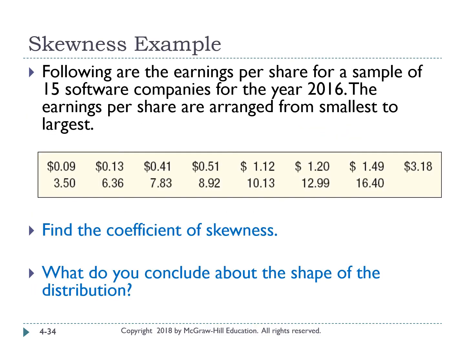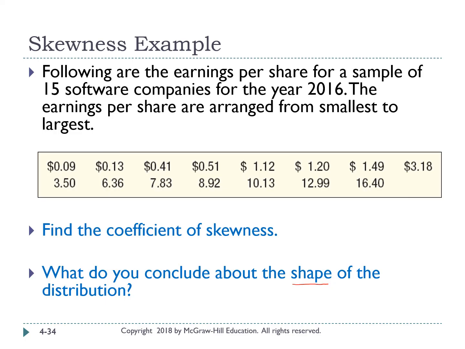So this is an example question for skewness. The following table shows the earnings per share for a sample of 15 software companies for the year 2016. The earnings per share are arranged from smallest to largest. So you have 15 earnings. The question asks you to find the coefficient of skewness, and what do you conclude about the shape of your distribution? Okay, so how to answer this question? Let's look at the next slide.